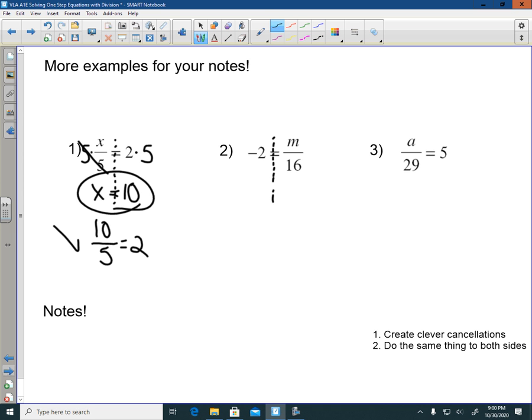This time we have -2 equals m divided by 16. Well, we want to create a clever cancellation, so how about we multiply both sides by 16? We are going to cancel those guys, and on the right side we just have m, and then we have 16 times -2. Well, a negative times a positive is negative, and 16 times 2 is 32.